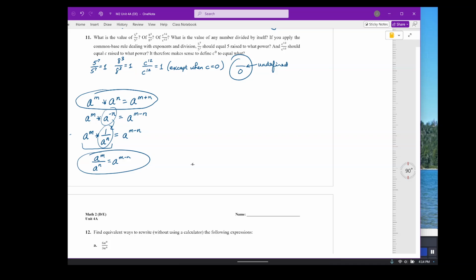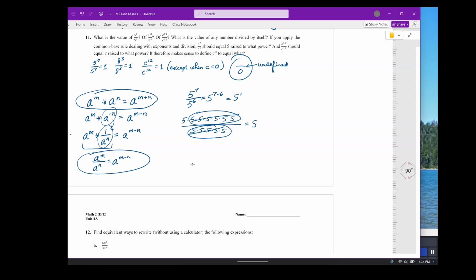So let's see here. If I wrote 5 to the 7th over 5 to the 6th, you can jump to 5 to the 7 minus 6, or you can jump to this idea. It's 5 seven times divided by 5 six times. So 6 of them cancel, and you're left with just 1, right? And that's where that subtraction idea comes in.